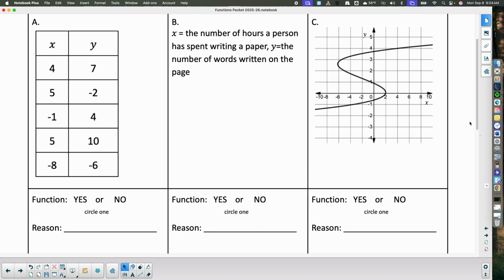Landon, what did you think for the first one? No. How come? Because X has 2 5s and they have 2 different answers. Okay, good, perfect. So having 2 5s isn't an automatic no, but because they each have different answers, it is a no. Because if I ask you to give me the answer for 5, there are 2 possible answers. So that is a no. Excellent job. Who else hasn't gone today?